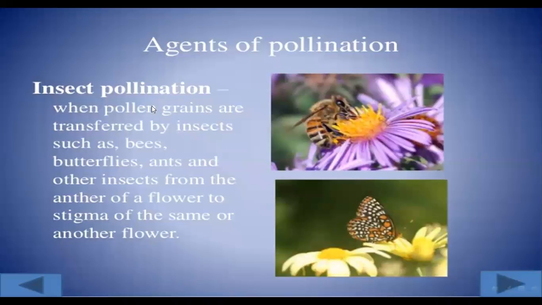Agents of pollination: insect pollination. This is when pollen grains are transferred by insects such as bees, butterflies, ants, and other insects from the anther of a flower to the stigma of the same or another flower. So here the insects and bees act as an agent in the process of pollination.